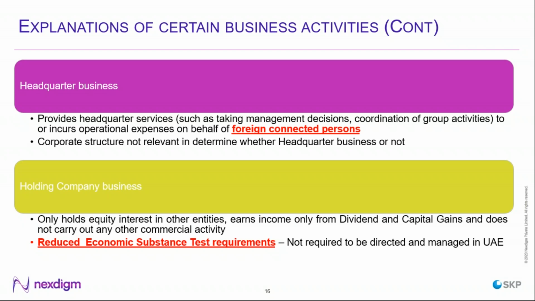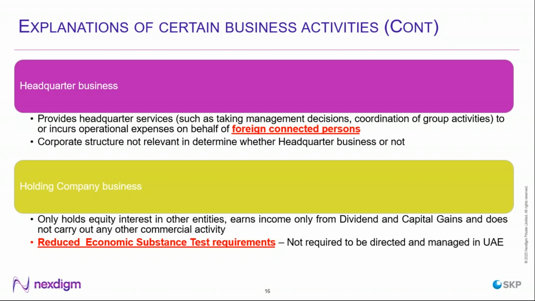One good thing about holding company business is that if the business of the UAE entity is falling in this particular category, then it is only supposed to do a very minimal economic substance requirement. So as such, there were three broad pillars to meet the economic substance test, of which only two of them apply to holding company business, right? Which are the other two, we'll come to know in the subsequent slide.